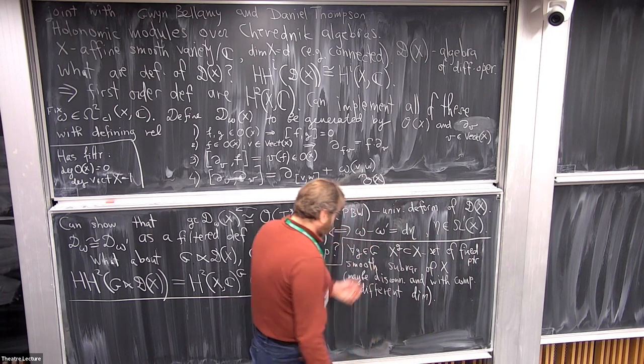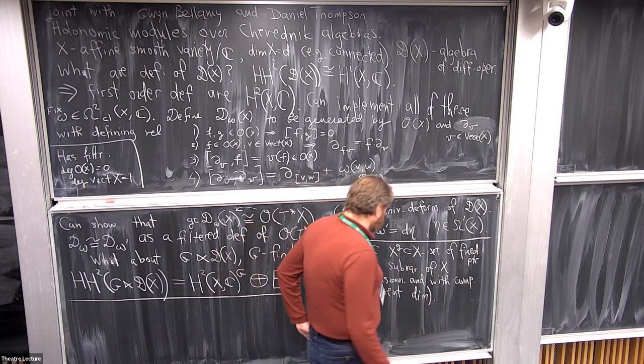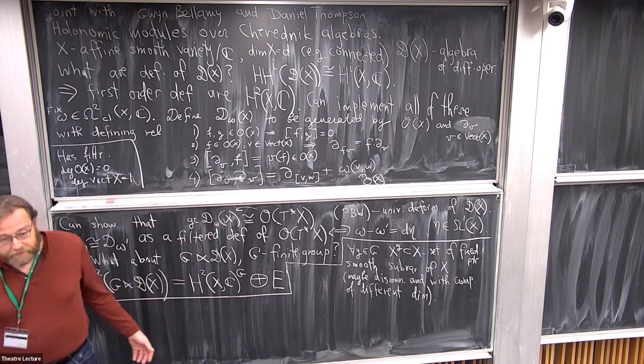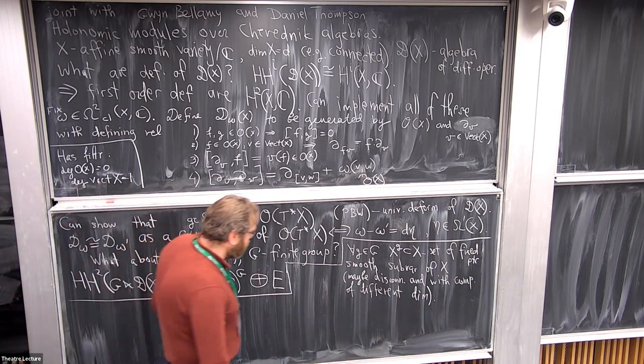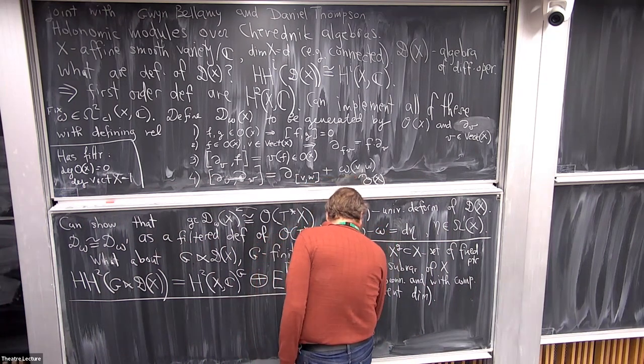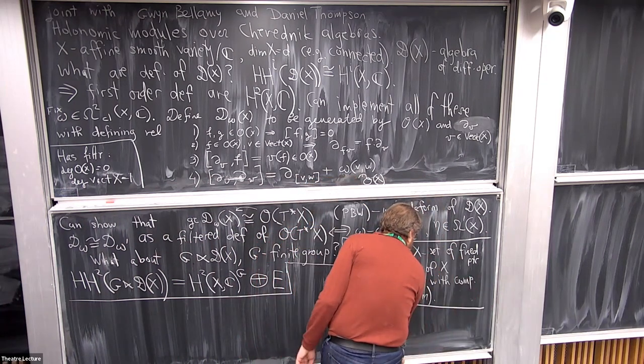If a group acts on a vector space linearly, then the fixed locus will be connected. It will be just a subspace, but in general, it could be like that. And so we need to look at components. So we make the following definition.